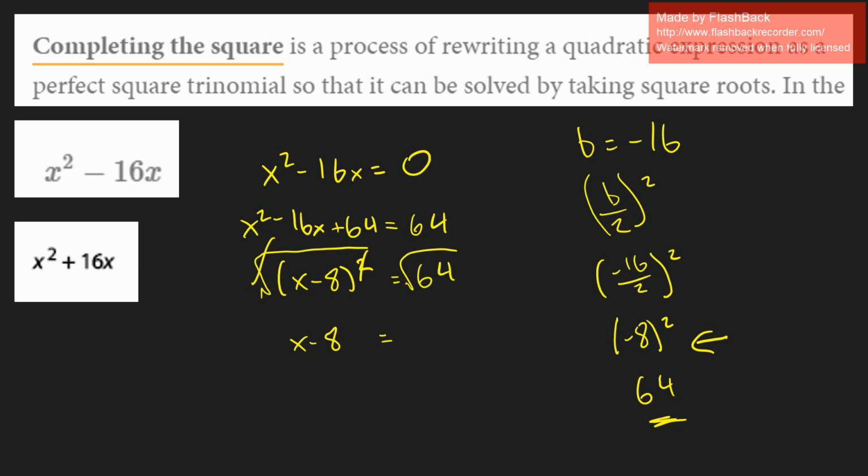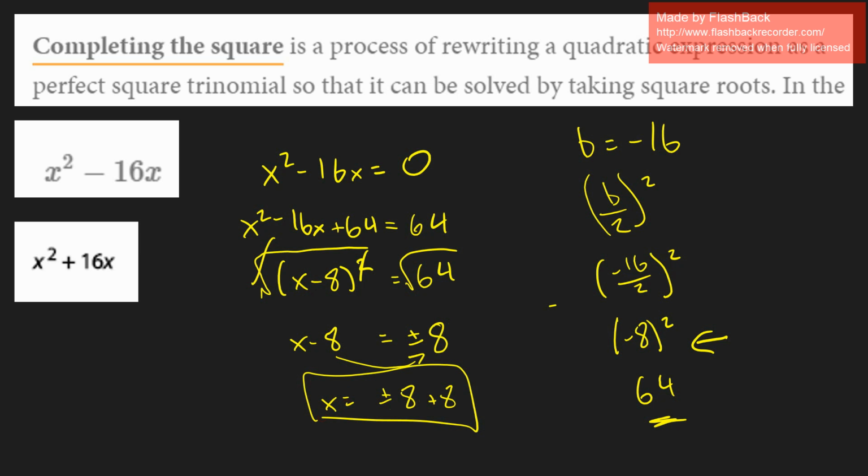On the right side, the square root of 64, remember now we're writing plus or minus 8, because positive 8 times positive 8 is 64, but also negative 8 times negative 8 is 64. Then you simply add 8 to both sides and you're done. So x equals plus or minus 8 plus that 8 that you brought over there. Okay? And so that's basically your answer.